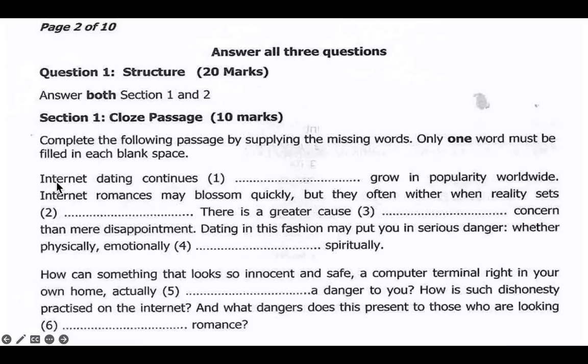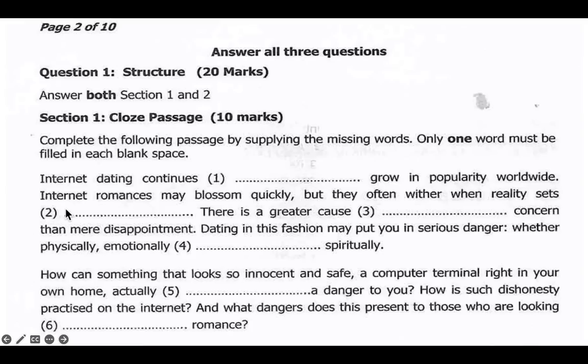Internet dating continues. You have to read continuously. Internet dating continues, dash, grow in popularity worldwide. When we read this continuously, we can even feel that this is "to". Internet dating continues to grow. It makes sense. So here I'm putting "to", I'm brainstorming. As I'm passing through this point, I'm brainstorming that what should be added here is "to". So you read through: internet dating continues to grow in popularity worldwide.